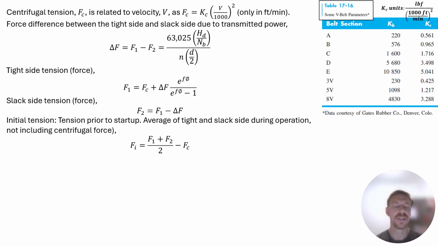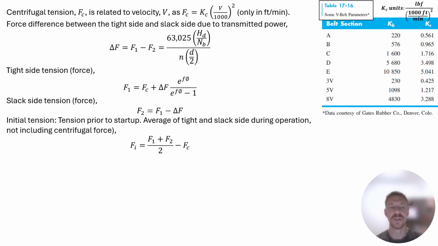Next, the tight side tension, F1, equals FC plus that force difference times the quantity exponent of the friction and the wrap angle on the small sheave, divided by that same quantity, exponent, friction, wrap angle, minus 1. Then the slack side tension, F sub 2 equals F1 minus delta F. You can play with the algebra there and see what's going on, but we need to get these one at a time so that we keep having one equation and one unknown as we go through each step.